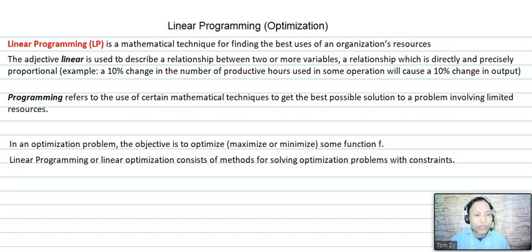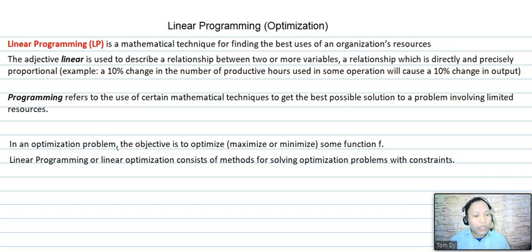The word linear is used to describe a relationship between two or more variables, a relationship which is directly and precisely proportional. In algebra, our common variable that we use is x or y. And then for programming, this refers to the use of a certain mathematical technique to get the best possible solution to a problem involving limited resources. So take note that linear programming is more on how we use the resources in an organization.